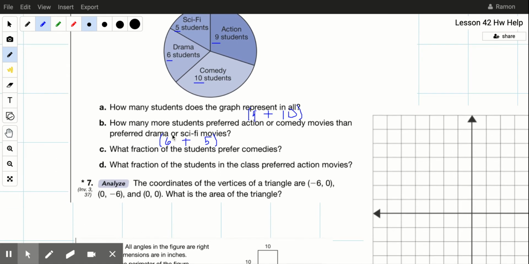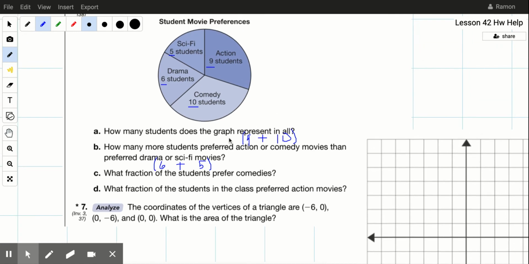Fantastic example of a sci-fi drama. Letter C, anyway, what fraction of the students prefer comedy? So you have to take the total, which was given to us from letter A, and then in the numerator, you would have how many prefer comedies, which is 10. And of course, we simplify if we can.